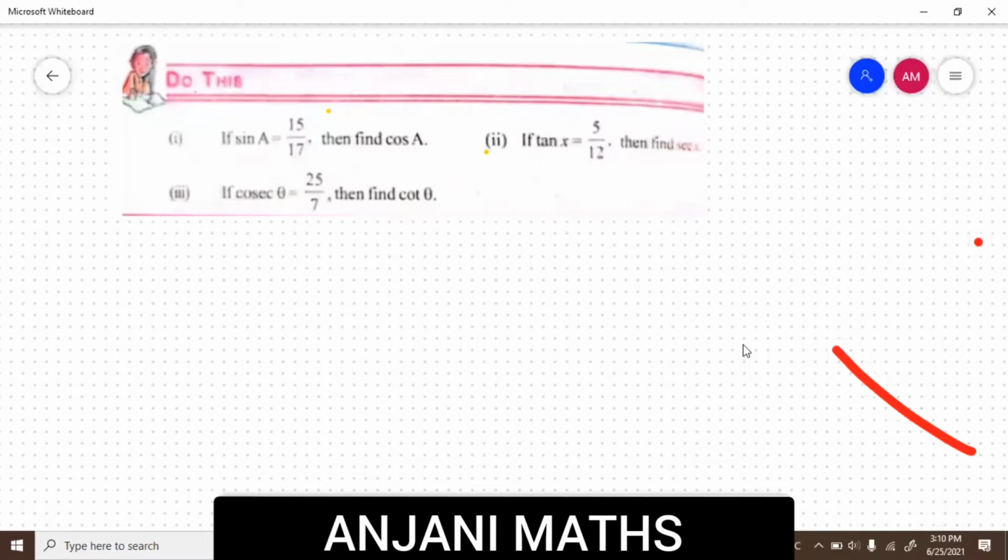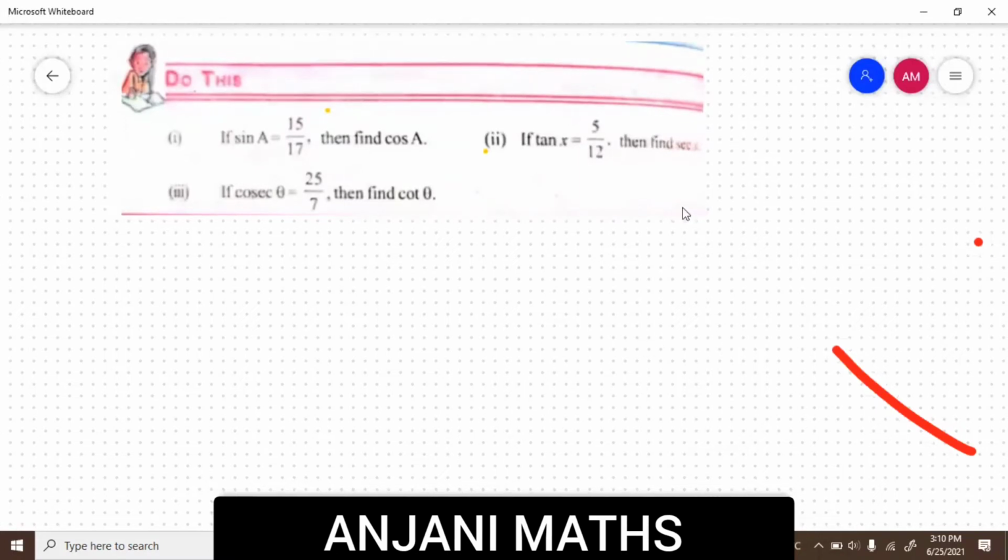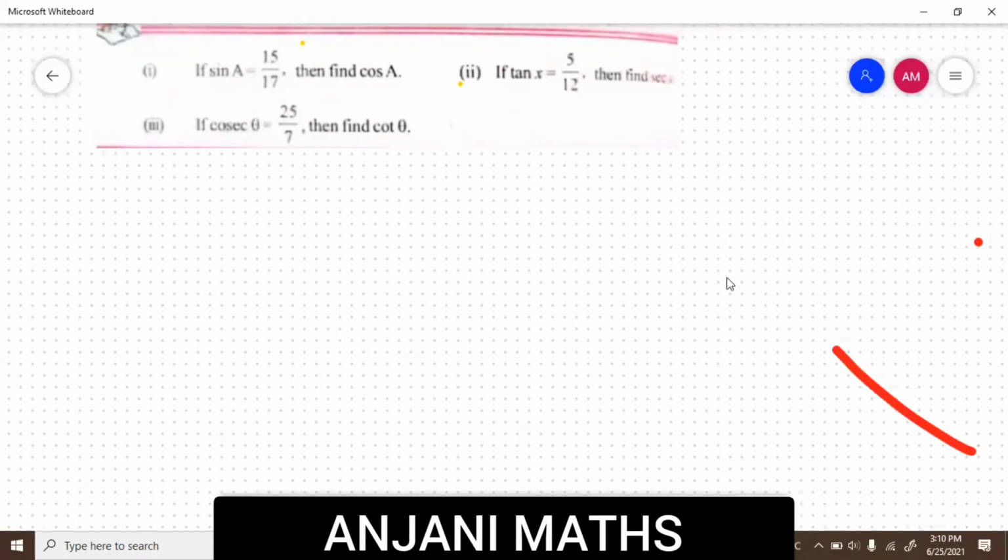We can find the other trigonometric ratios. Is it clear? If we know one trigonometric ratio, we will be able to find all the other trigonometric ratios. For example, I know sine. From that, I can find cos, cosecant, secant, tan, and cot. That's it. If we know any one of the trigonometric ratios, we can find all the remaining trigonometric ratios by using these trigonometric identities. So let us solve the first one. What's the first one, ma?